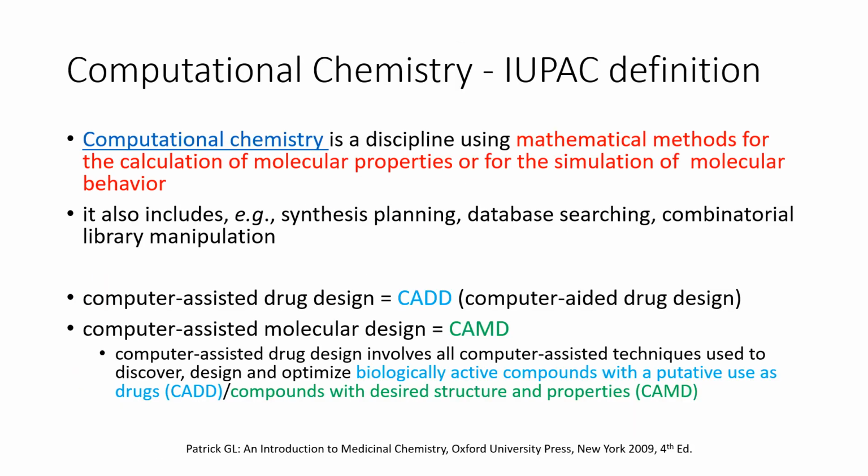Let's start a little bit more generally with the definition of computational chemistry. The International Union of Pure and Applied Chemistry defines it as a discipline using mathematical methods for the calculation of molecular properties or for the simulation of molecular behavior. So it can include different activities such as synthesis planning, database searching, or combinatorial library manipulation.